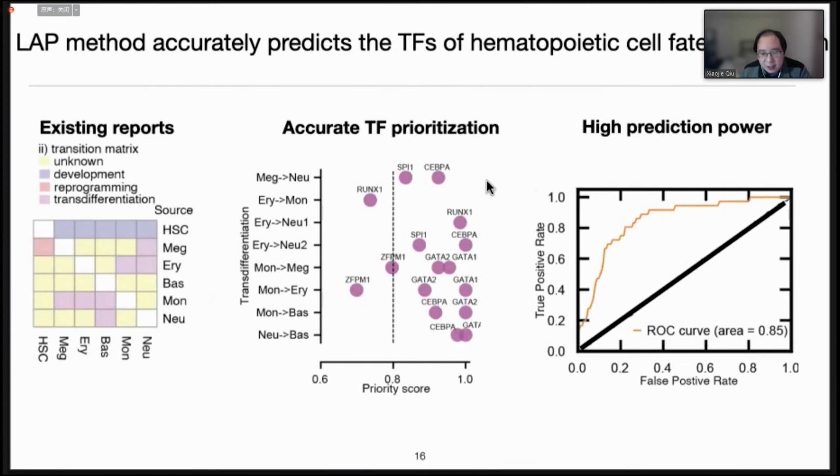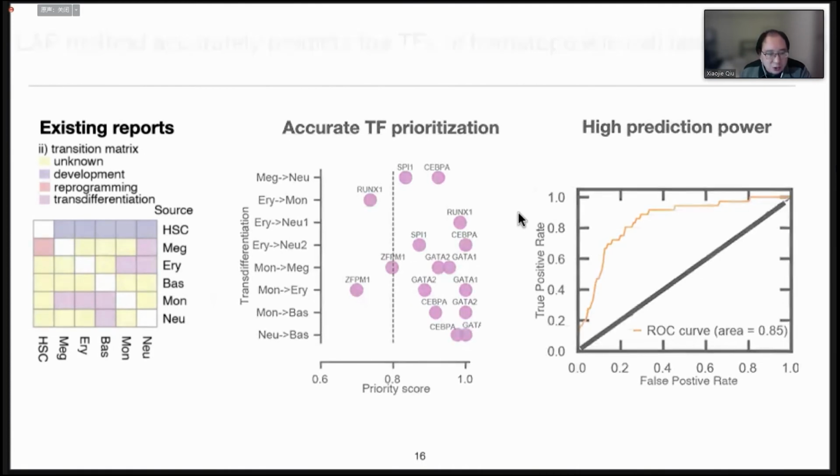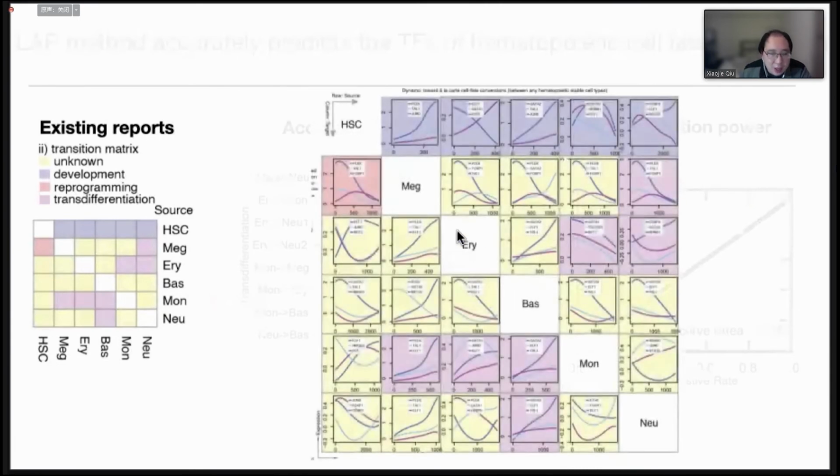Given the success of validating on the existing reports, here I'm also going to show the RNA kinetics for the three top transcription factors along the LAP for the full transition matrix. As you can see, we also predicted the key transcription factors for unreported conversions. And I believe it will be interesting in the future to validate the genes and their kinetics from these predictions located in the yellow boxes.